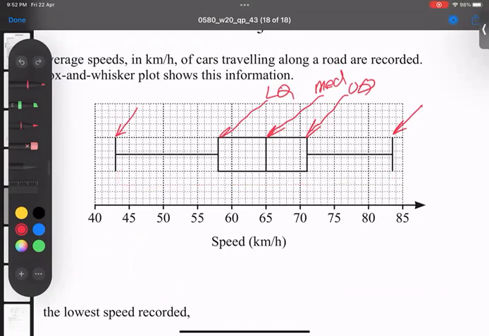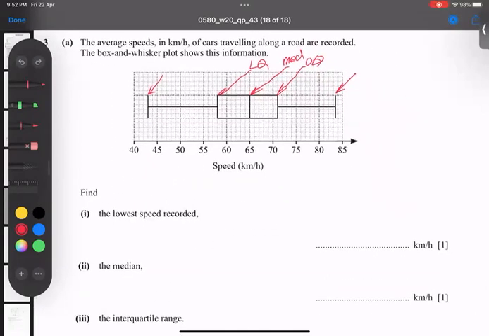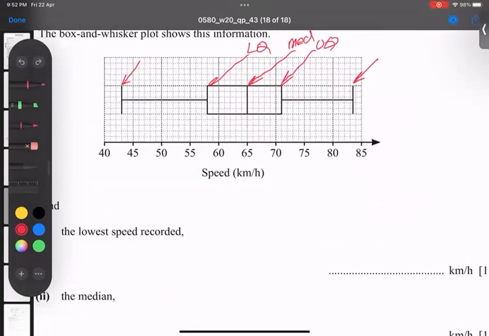So now I'm just going to finalize it. Okay, so the lowest value is very simple. You know it is 5 divided by the boxes. So 5 by 5 boxes, which means 1 box is 1. So the scale I wrote here: 1 box is 1 unit. So this is 40, 41, 42, 43. So the lowest value is 43.